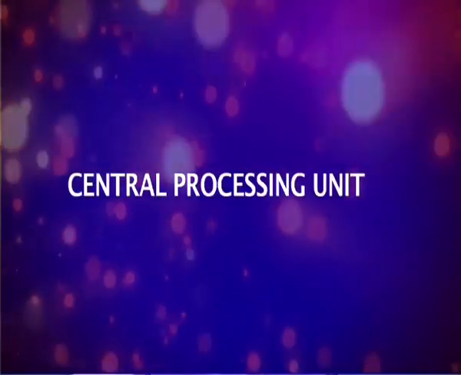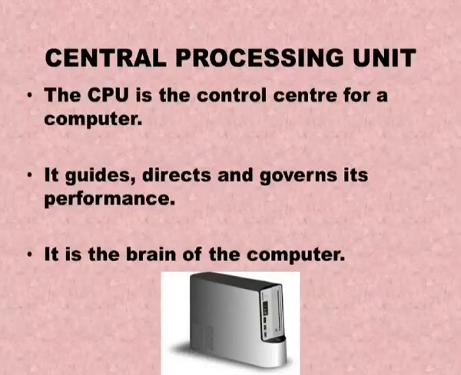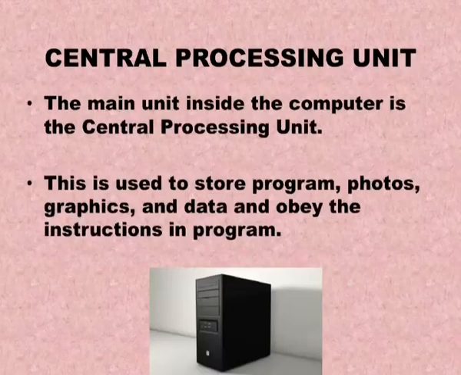The second unit is the central processing unit, that is, the CPU. The CPU is the control center of a computer. It guides, directs and governs its performance. It is the brain of the computer. The main unit inside the computer is the central processing unit.